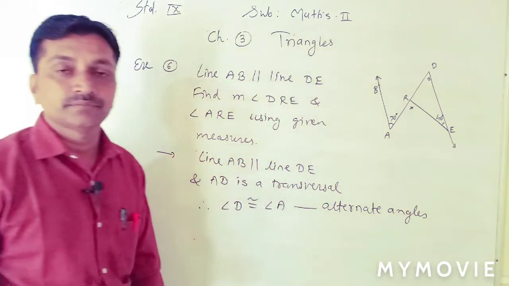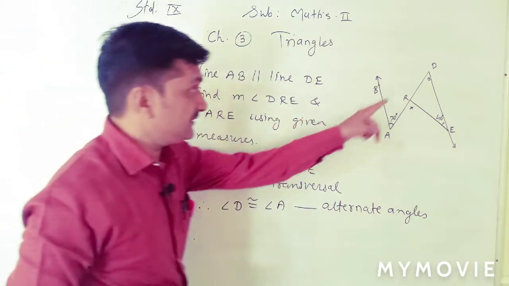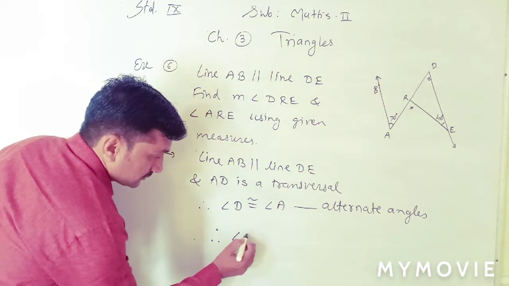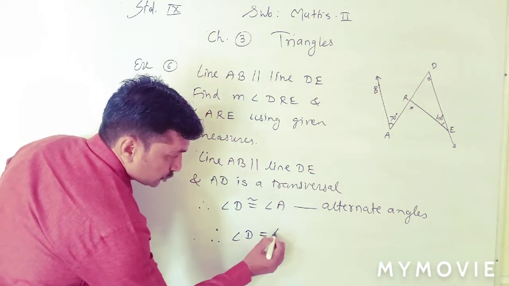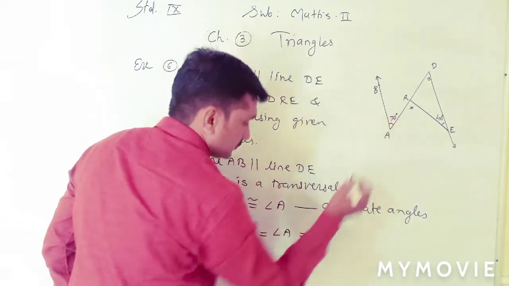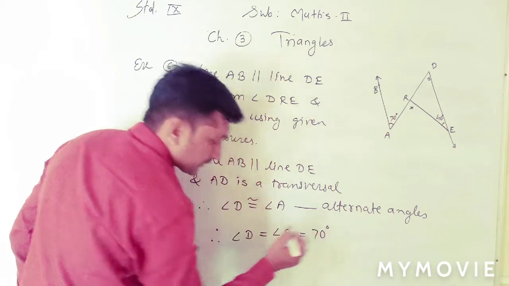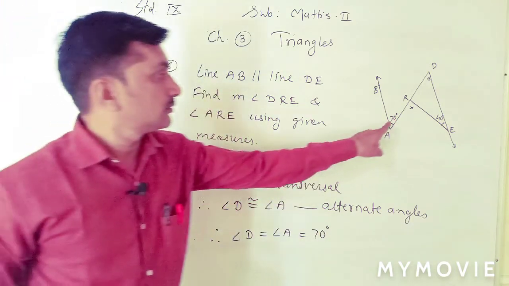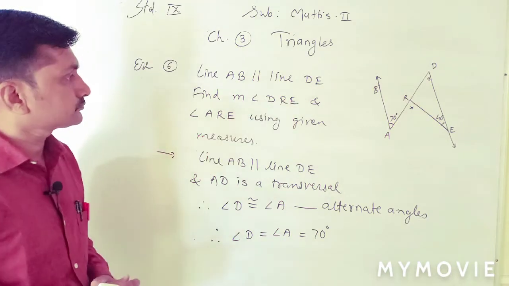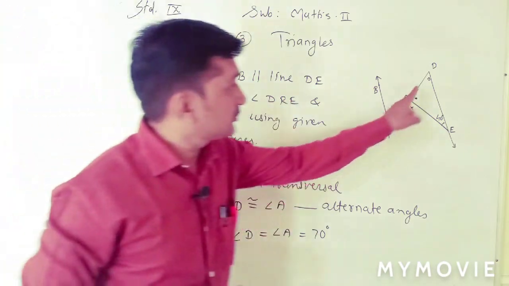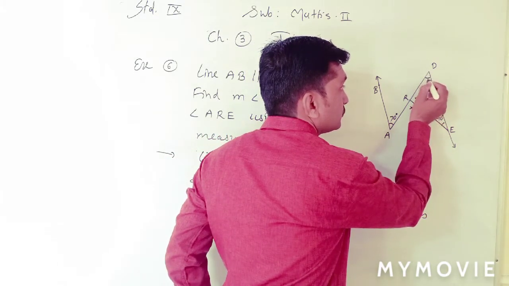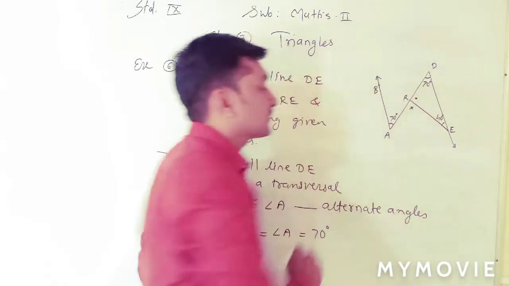Now angle D we don't know, but A we know. Therefore angle D is equal to angle A. Both are equal, 70 degrees. Angle D we got. How to get DRE? Here we got 70 degrees.